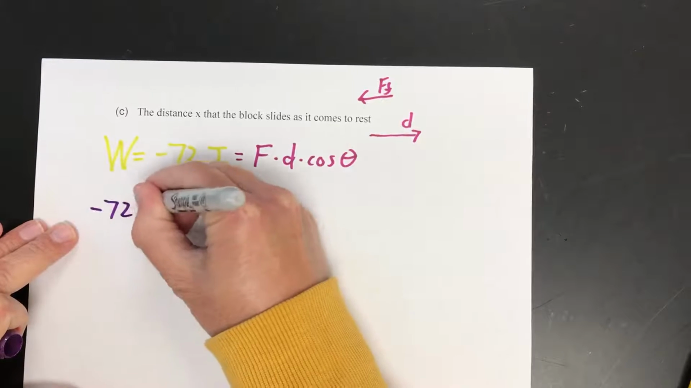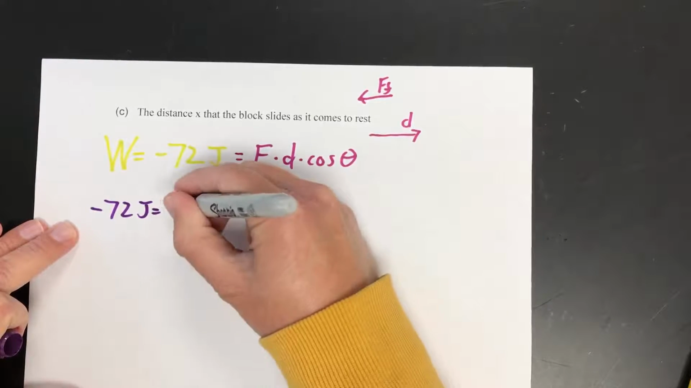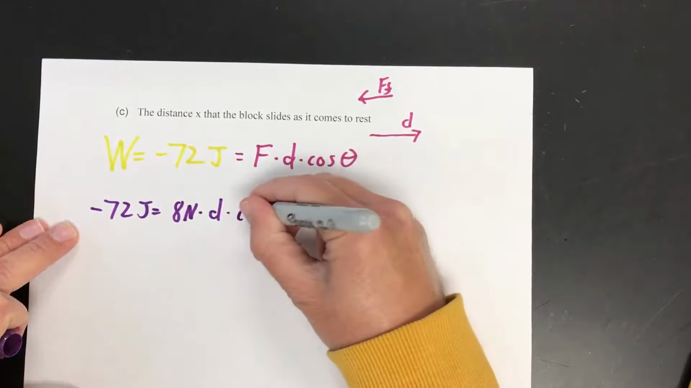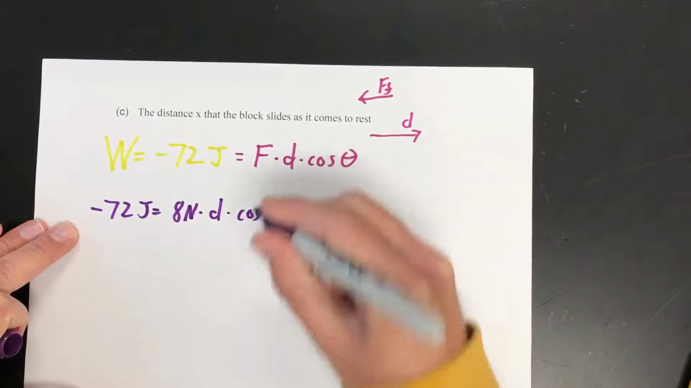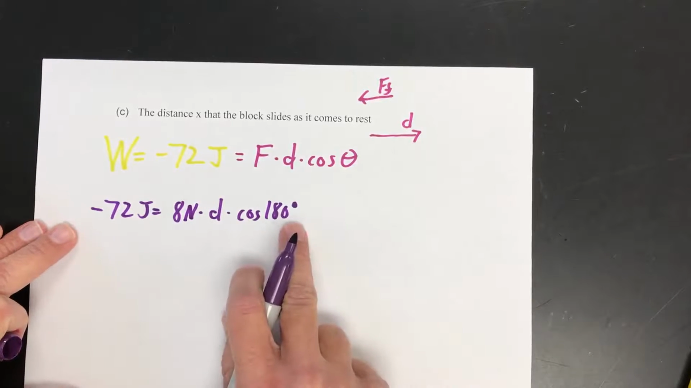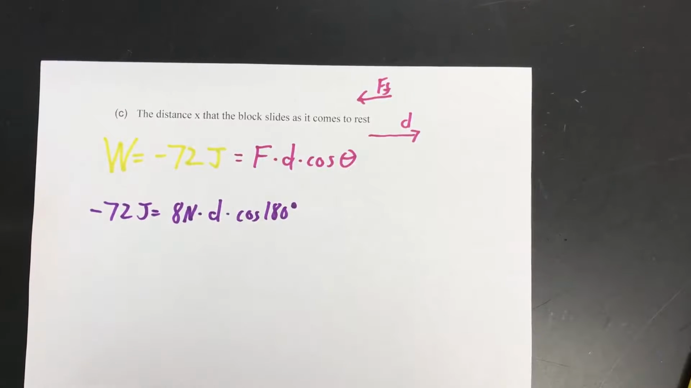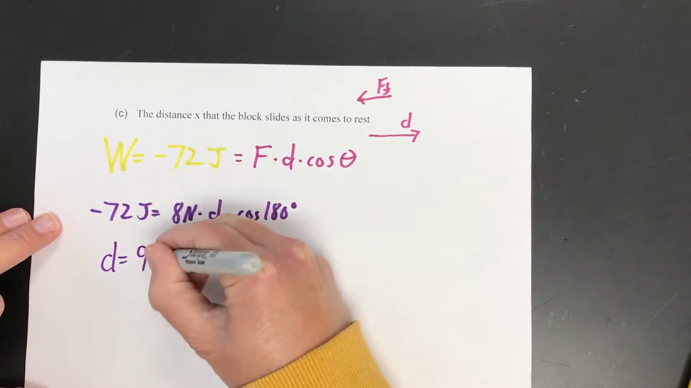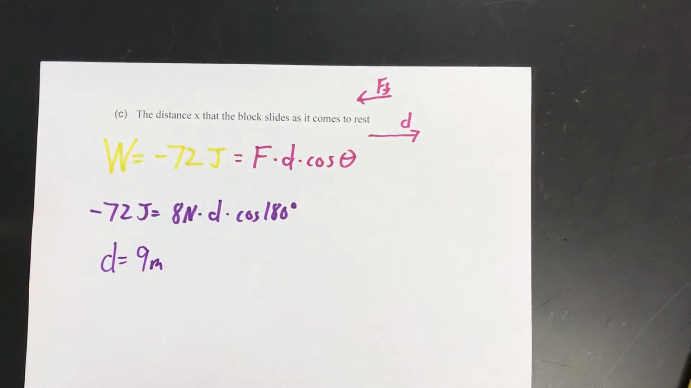So negative 72 joules here is equal to our force of 8 newtons times distance, which we're looking for, times cosine of 180 degrees, which just gives us a -1. So 72 divided by 8, which is 9. So this thing will slide 9 meters.